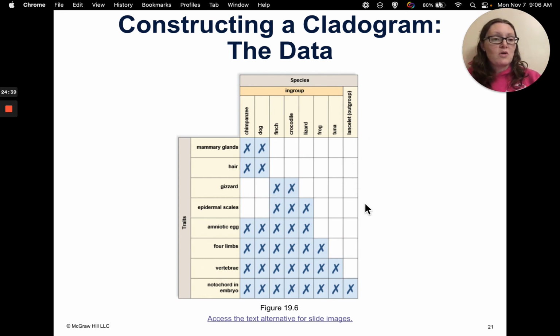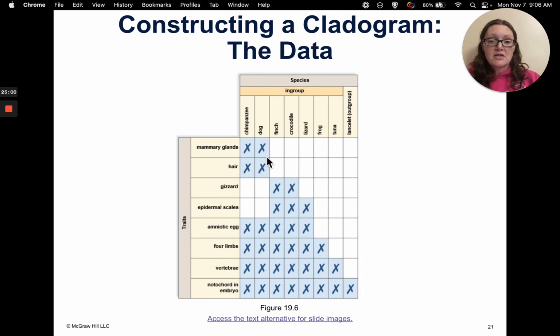Which means it's a more primitive group. So we can compare and contrast by using a chart like this. And we see that the finch and the crocodile actually have the most similarities, which really isn't surprising because birds and crocodiles are fairly closely related. They have a lot of similarities in common.